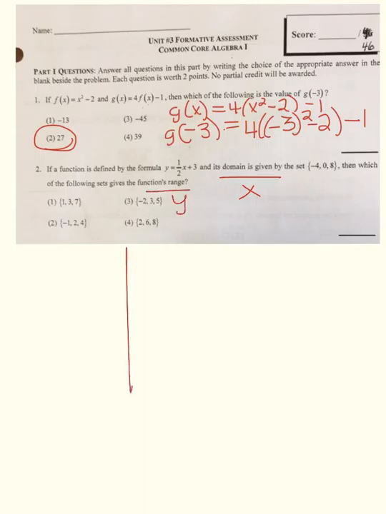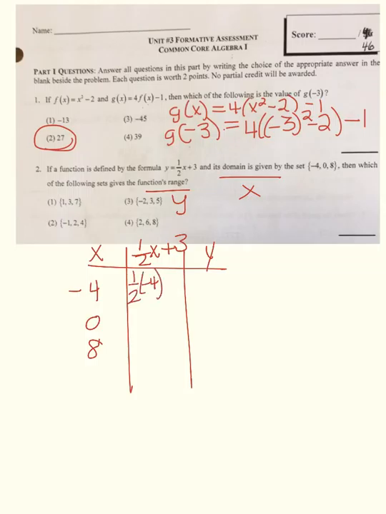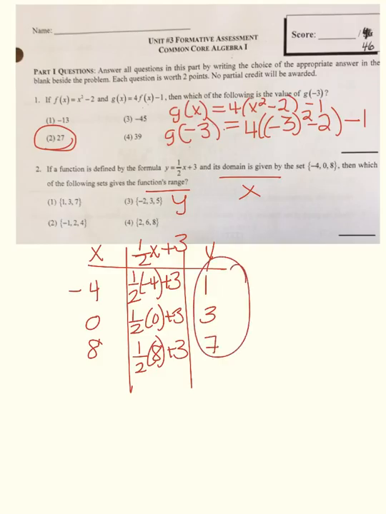So we're just going to set up a table, 1/2 x plus 3, and get our y values, the domain, or you could put this into your calculator graphically and look at the domain and range using the table. So as you can see, the range is 1, 3, and 7.